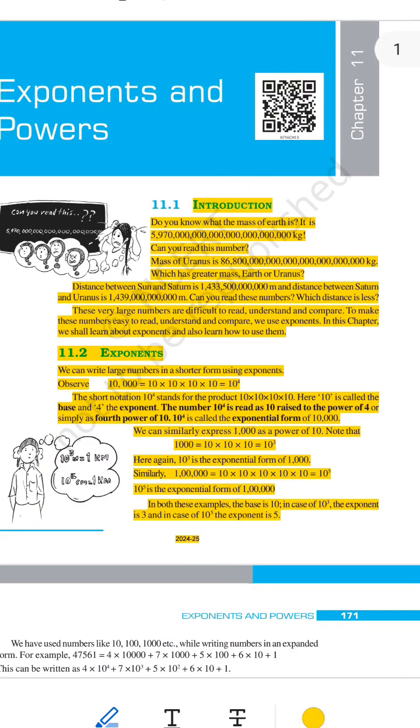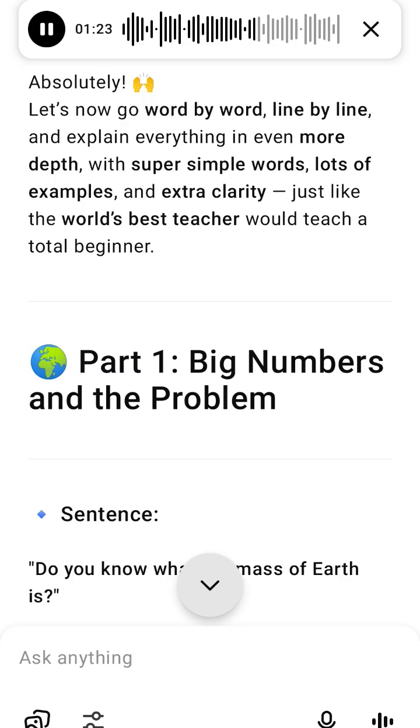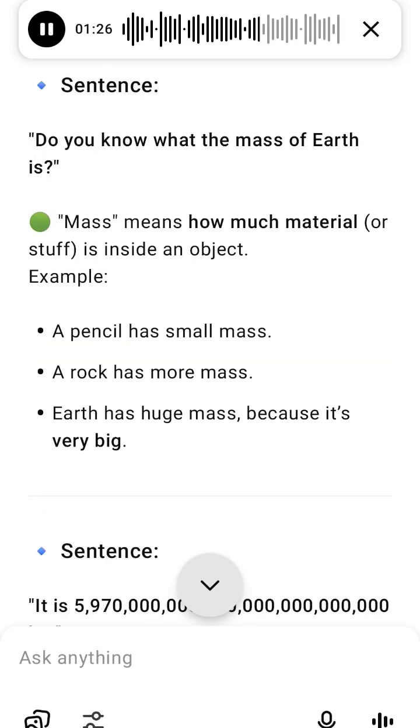Sure. Here is a deep, clear, and simple summary of everything about big numbers and exponents, in words like teaching a beginner. Summary: understanding big numbers and exponents.